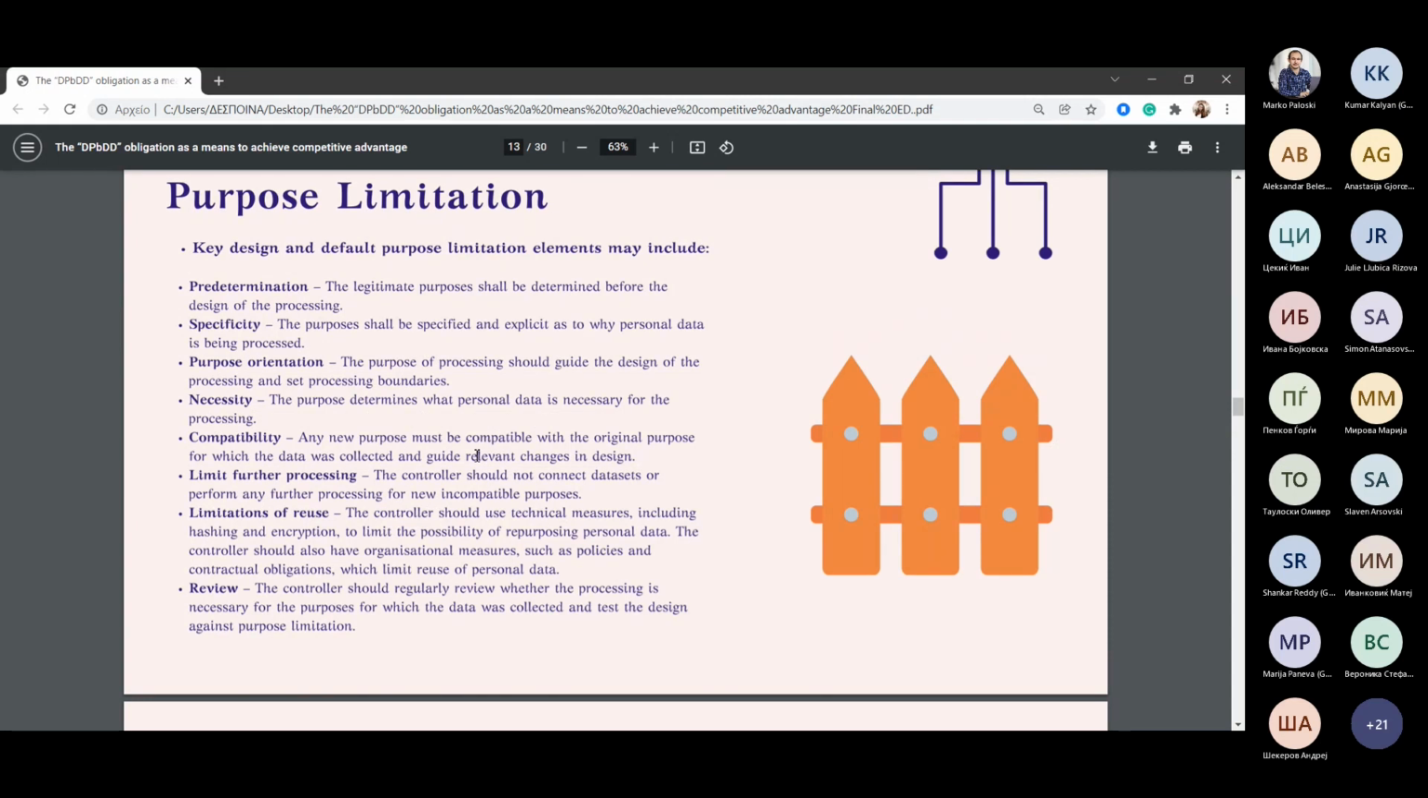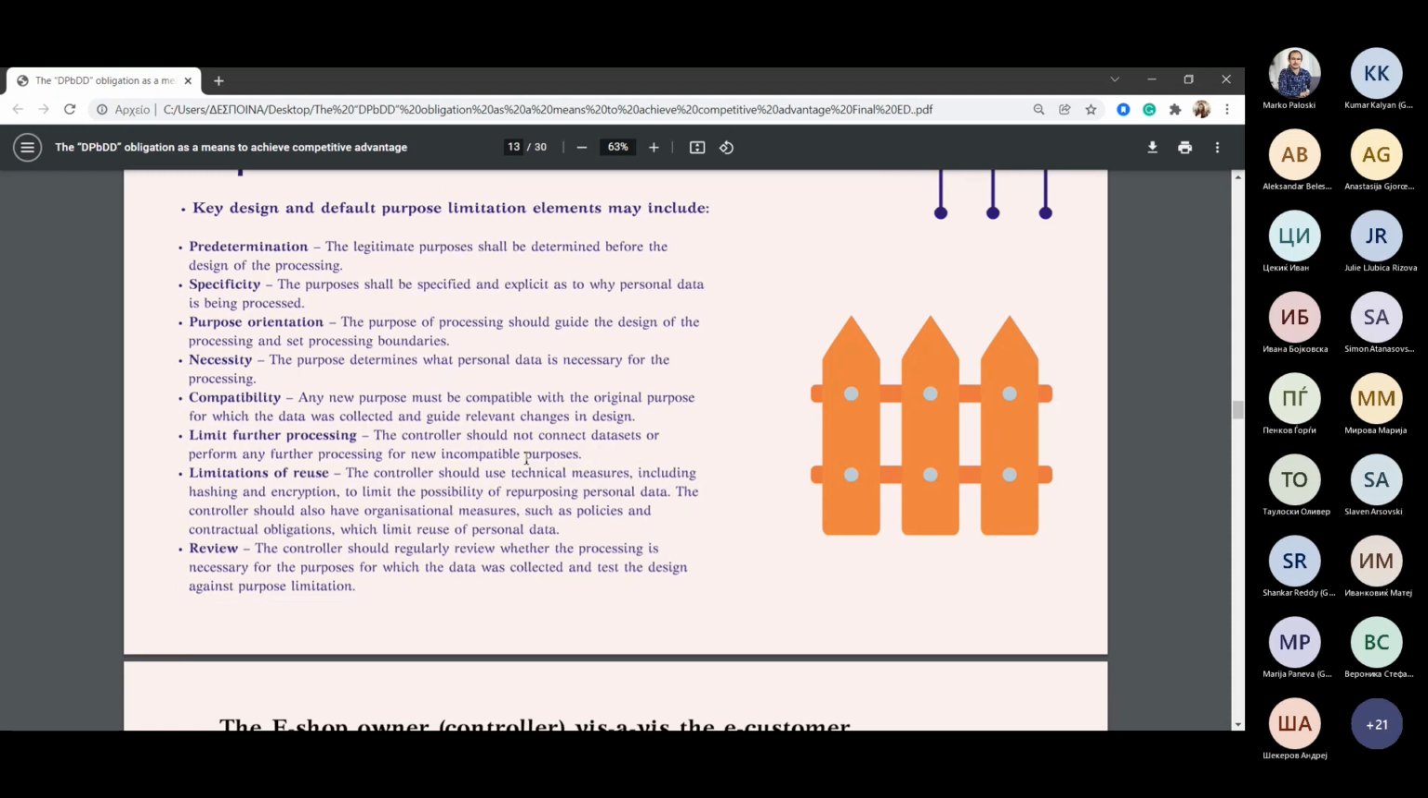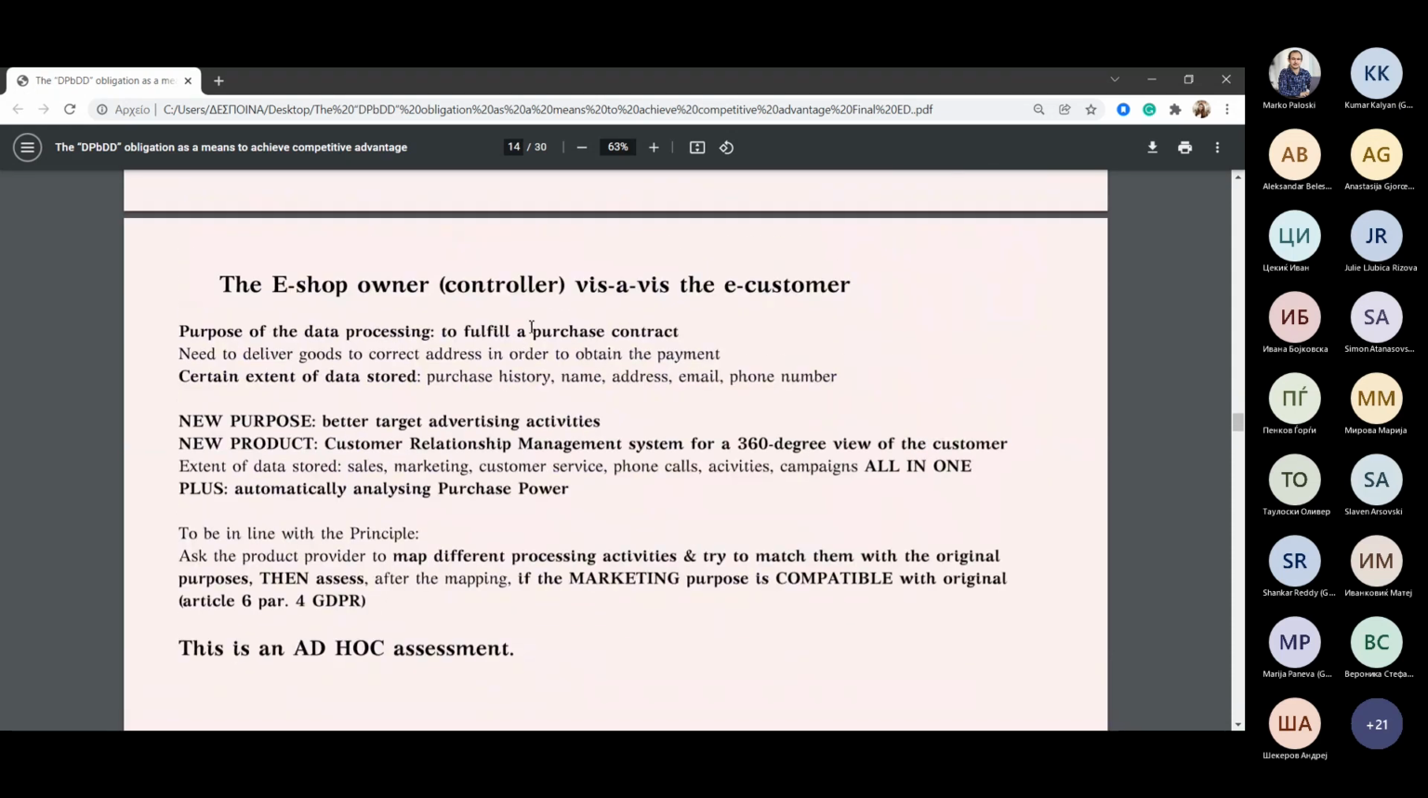So all in all, if we want to summarize the principle of purpose limitation, the data must be processed only for purposes which are specified, explicit, legitimate, and for no further purpose which might be incompatible with the original purpose. And let's move on to some examples. We have the e-shop owner, which is the controller, and we have the customer. The purpose of the data processing is to fulfill a purchase contract.